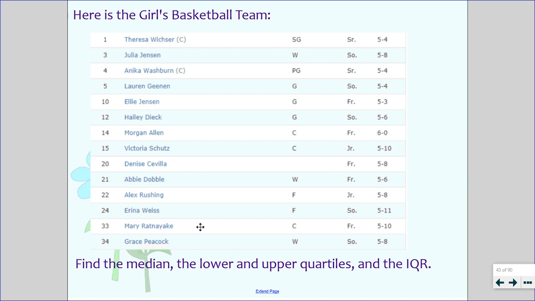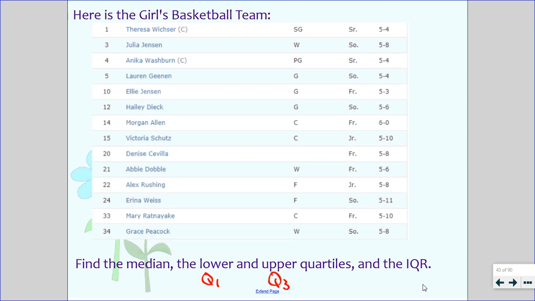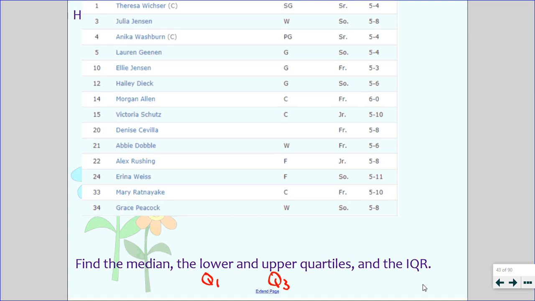So what we're going to do is find the median, the lower and upper quartiles, and the interquartile range of this data. Just so you know, the lower quartile is Q1 and the upper quartile is Q3. So what I'm going to first do is list this data in order. All of the girls here are either 5 foot, or we do have a 6 foot tall person here.